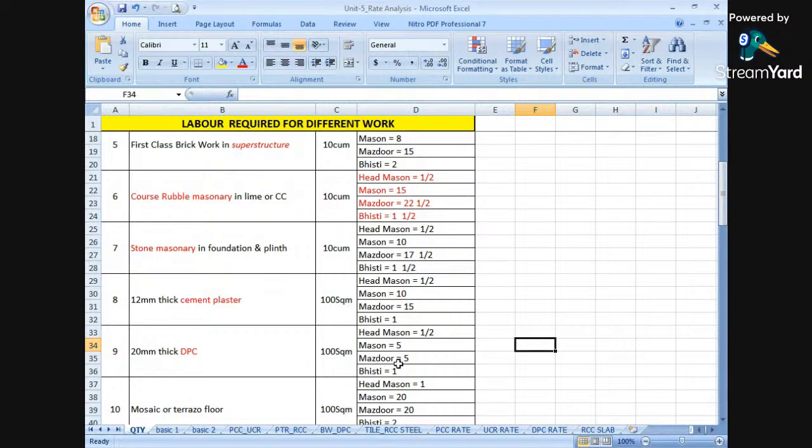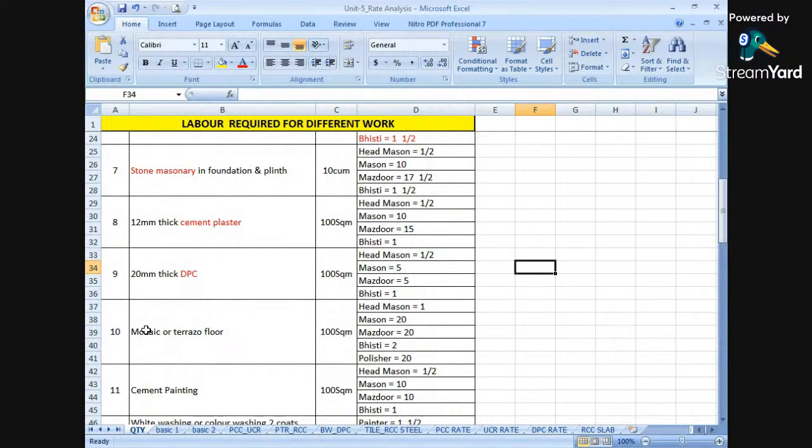So mason and mazdoor quantities are the same. Head mason is 1 by 2. Normally you can see the head mason in the ratio of 1 by 2. Only for the first quantity, that is for PCC, we have seen 1 by 4. But in all the remaining quantities, the head mason we have taken as 1 by 2. Mason, mazdoor, bisti, these quantities are varying depending upon the type of work.